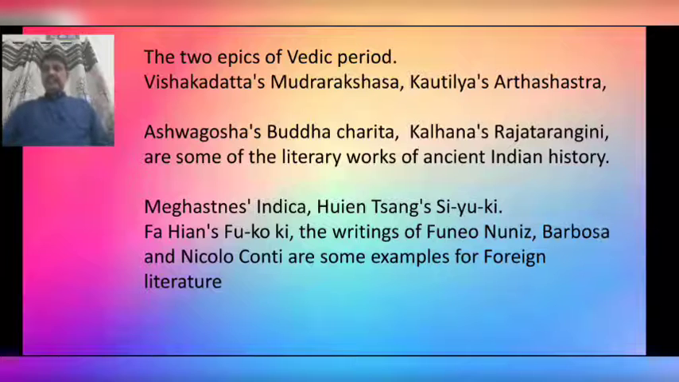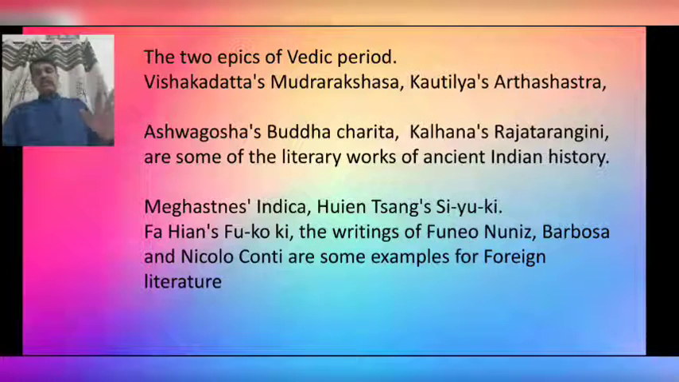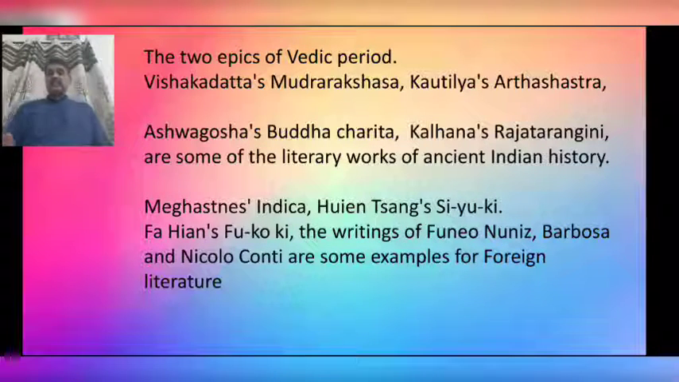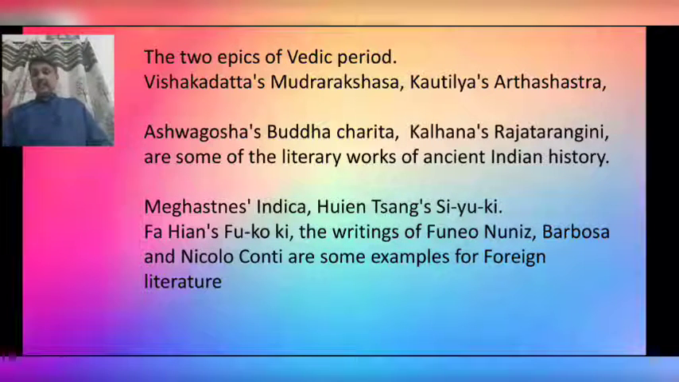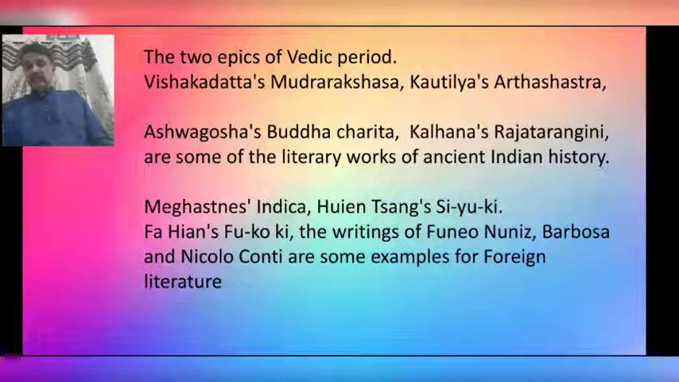Native literature. The history created by the Indians in native language is called native literature. Literary works in Sanskrit, Prakrit, Kannada, Telugu, Tamil, Hindi, Marathi, Kashmiri, Gujarati, Oriya, and so many native languages are the sources. Kautilya's Arthashastra, King Hala's Gatha Saptashati, Vishakadatta's Mudra Rakshasa, Kalhana's Rajatarangini, Banabhatta's Harsha Charita, Pampa's Vikramarjuna Vijaya, these are all native literary sources.